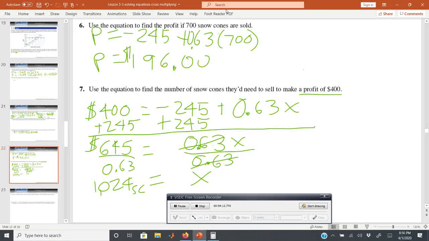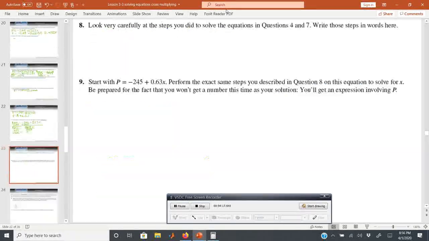Well, restart the video once you've looked at question 8. So question 8, look very carefully at the steps you did to solve the equations in question 4 and 7. Write those steps in words here. So they're really just trying to get you to verbalize what you've been doing. That really helps you remember it. So if you haven't done that, please do that before you hear what I have to say, because it's more important for you to say it than it is for you to hear it.